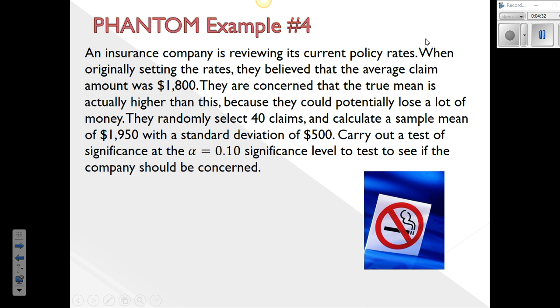We're going to carry out a test for significance at the alpha equals 0.10 significance level. So we're doing 10% significance here to see if the company should be concerned.